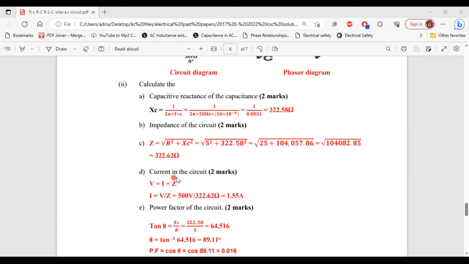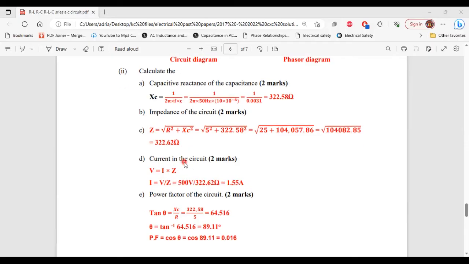All right, so let's move on to part D. It says to calculate the current in the circuit. So V is equal to I times Z. From this formula, we can calculate I. So I is equal to V divided by Z, that is 500 volts divided by 322.62 ohm, that will give us 1.55 ampere. And that's it for part D.